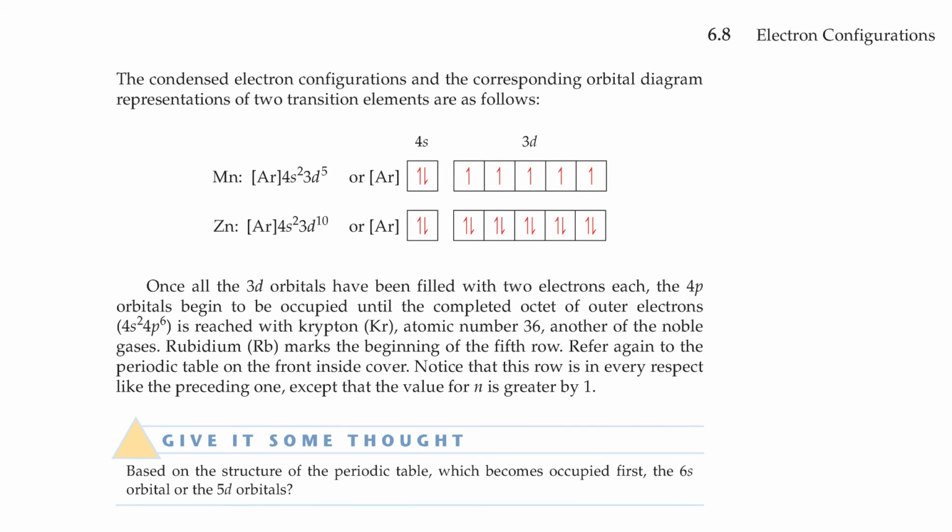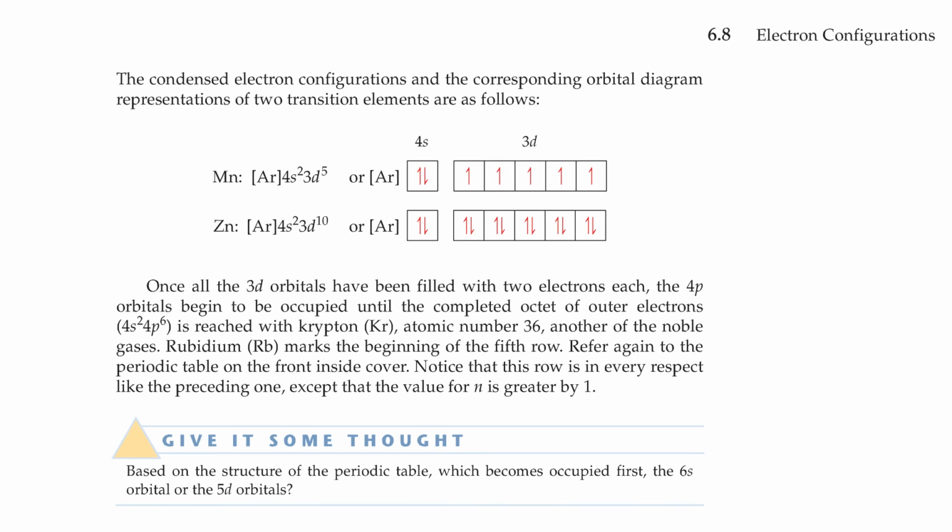The condensed electron configurations and the corresponding orbital diagram representations of 2 transition elements are as follows. Manganese is argon 4s2 3d5. Zinc is argon 4s2 3d10. Once all the 3d orbitals have been filled with 2 electrons each, the 4p orbitals begin to be occupied until the completed octet of outer electrons, 4s2 4p6, is reached with krypton, atomic number 36, another of the noble gases.